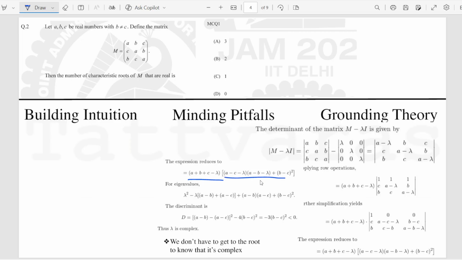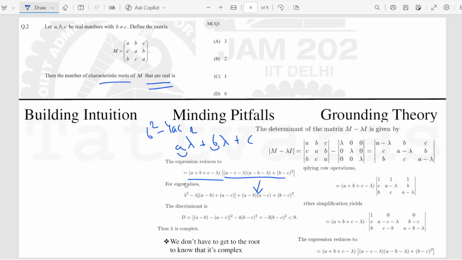Now this part gives this quadratic expression. But the thing is, and this is where it can cost you time, you are not told to find the roots exactly. You are just told to tell whether the roots are real or not. And in order to judge that, we use something known as the discriminant of the quadratic equation. So essentially, if the equation is like a lambda square plus b lambda plus c, where these are the coefficients, then the discriminant is b square minus 4ac.